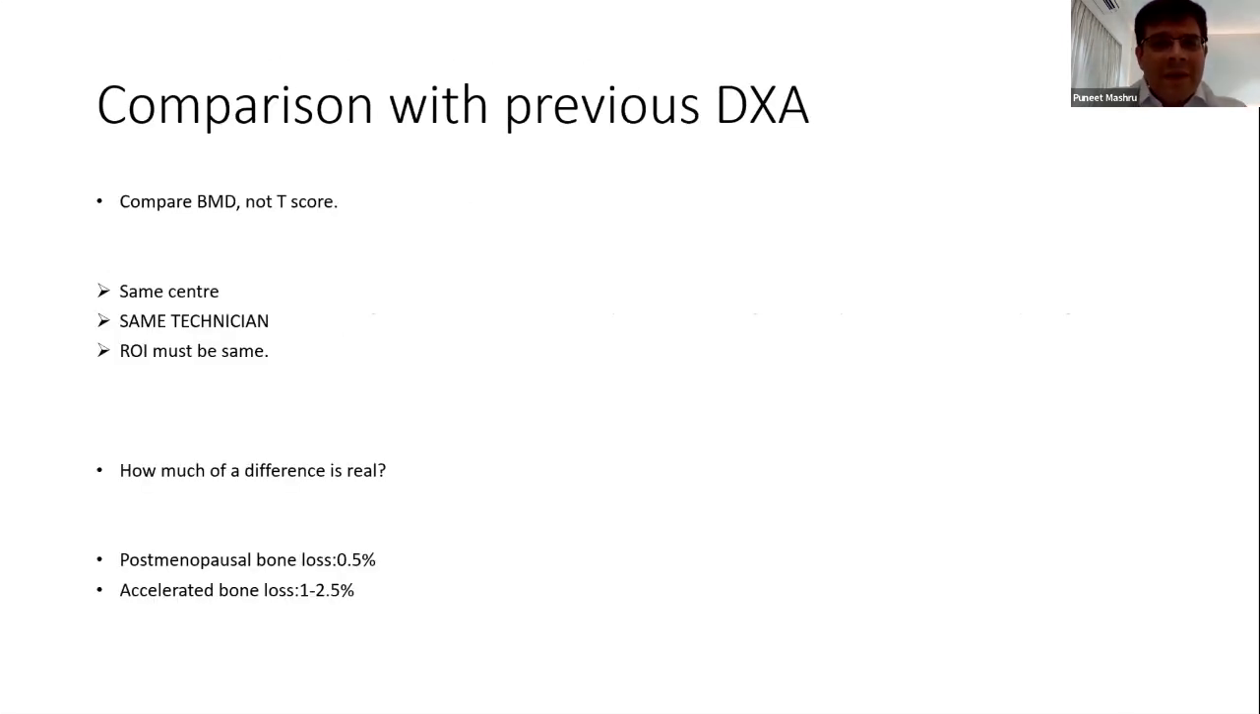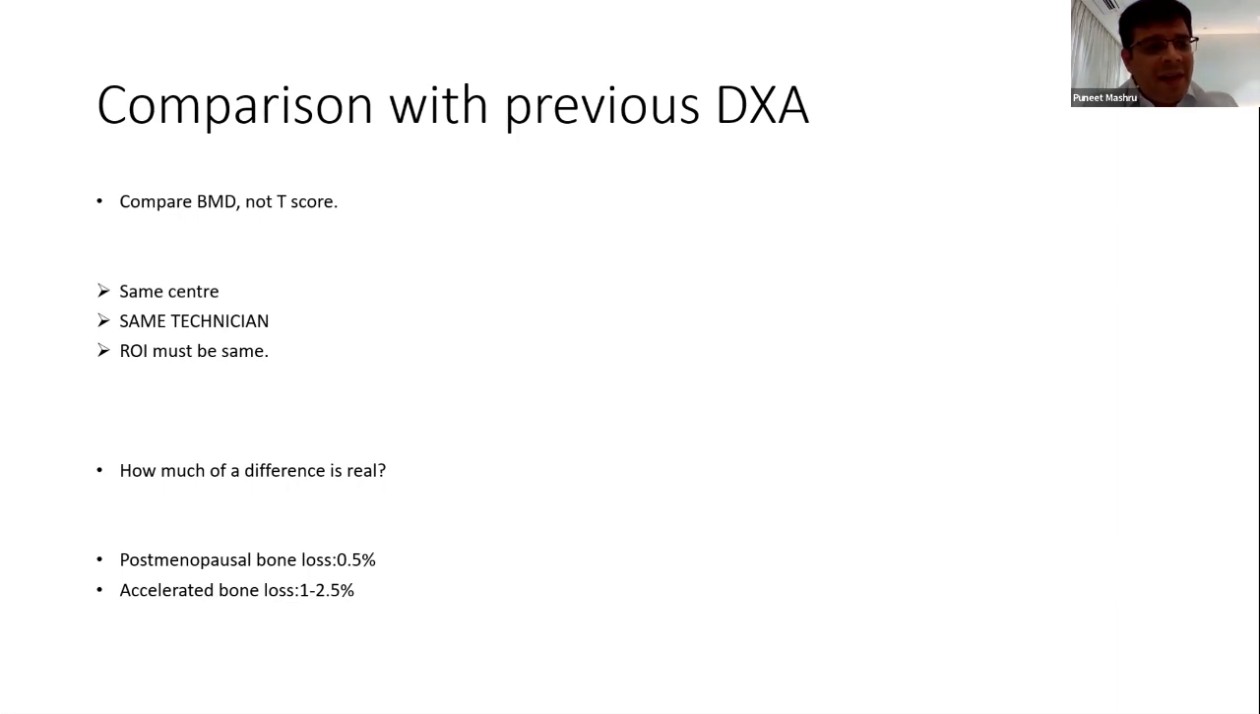Now, when we're comparing DXA scans, we must compare the BMD value and not the T-score. It should be on the same machine that was used previously, ideally by the same technician. We should be comparing the same region of interest. Every machine and every technician has an error value, and that error value has to be calculated. It is called the least significant change.